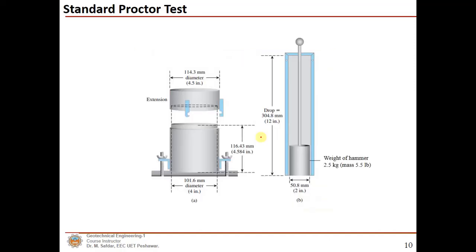This figure also shows the various dimensions of the mold in which the soil is compacted in the standard Proctor test: diameter of the mold, height of the mold, height of drop of the rammer, and weight of the rammer, which is 2.5 kilogram or 5.5 pounds in the case of the standard Proctor test.